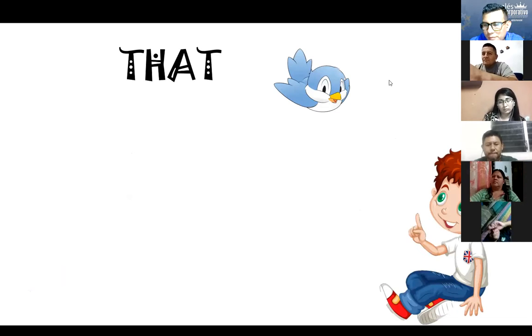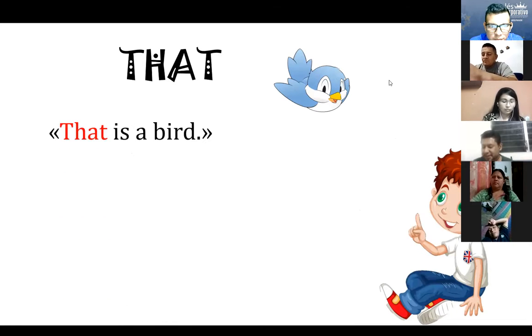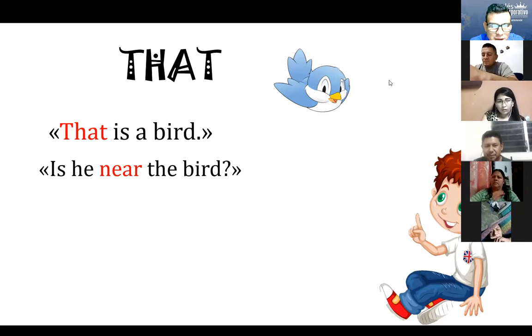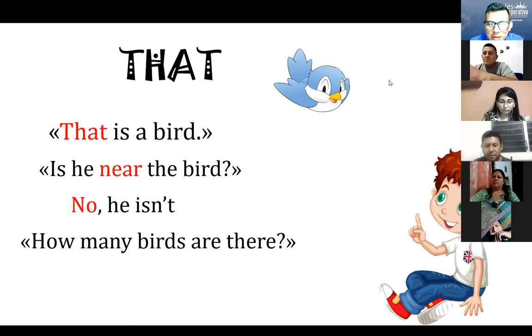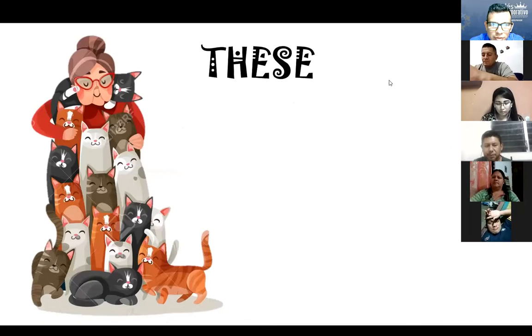How about that? Mr. Alexander, ¿cuándo utilizamos that? Cuando las cosas están lejos. Excelente, muy bien. That is a bird. Is he near? ¿Está cerca? No, he isn't. How many birds are there? One. Singular. Excellent.